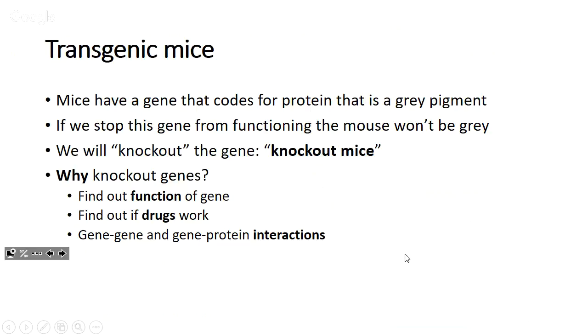Now, transgenic mice. Now, I really struggled with this last year. I distinctly remember that. So let's just break it down. Let's make it as simple as possible. So mice, or particular types of mice, have a gene that codes for a protein. Now, that protein provides the gray pigment that turns their fur gray. Now, if we wanted a mouse that wasn't gray, if we preferred a white mouse for some reason, then what we would need to do is knock out that gene.